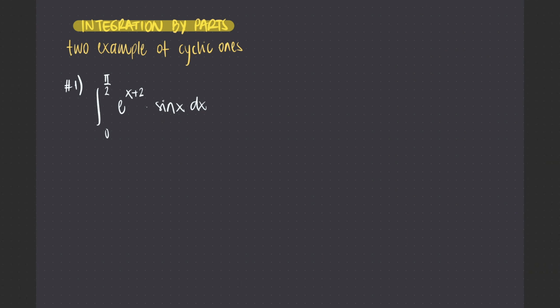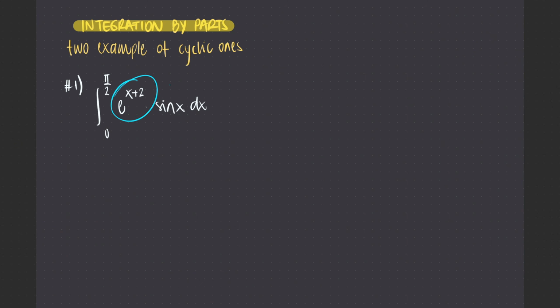All right, so in the first example, we have the integral from 0 to pi over 2 of e to the x plus 2 times sine of x dx. There's one thing you can do at the beginning of this exercise which makes it a little bit simpler. I'm not going to, but I'm going to show you what that is. You could rewrite this as e to the x times e squared and move this over here. So you would have e squared times the integral of e to the x sine of x. That would work just fine. But you can also carry it the way that it is.